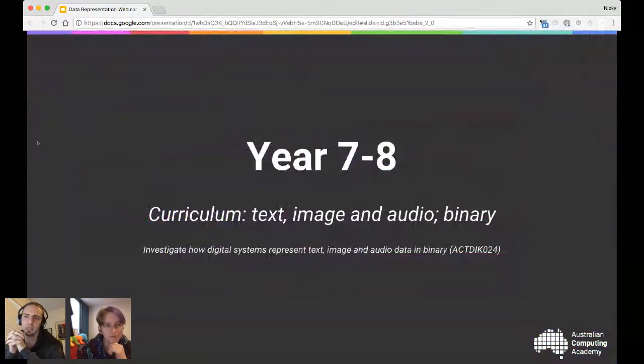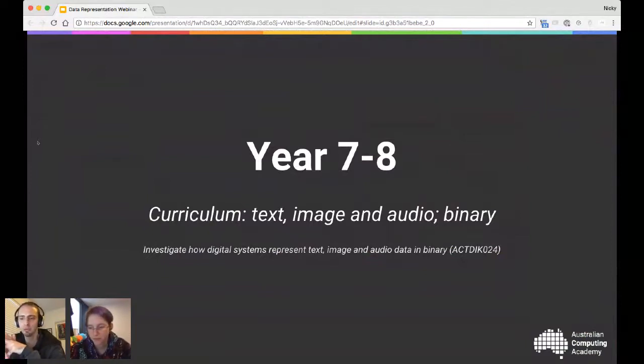The idea that in P to 6, or Foundation up to Year 6, when you're in primary school, you can explore these ideas and come up with conventions that are a little bit more simplified, that allow students to understand a concept without worrying too much about exactly how computers do it internally. As you move into Years 7 through to 10, we want you to actually start looking at some of the ways computers do these things.